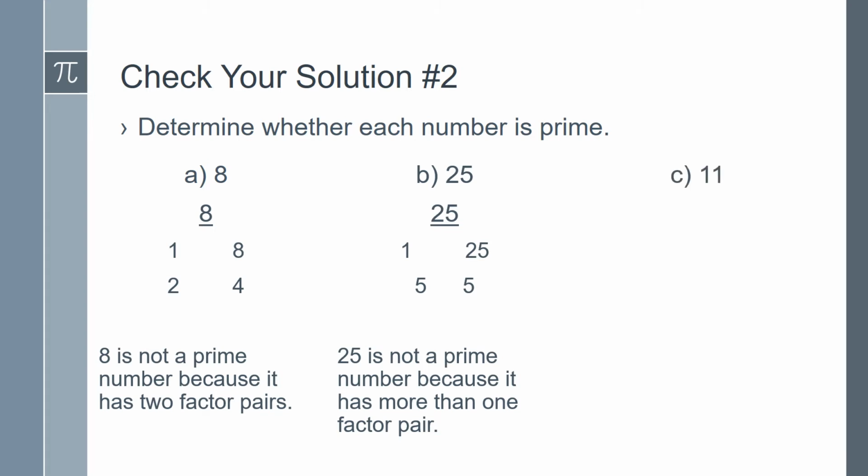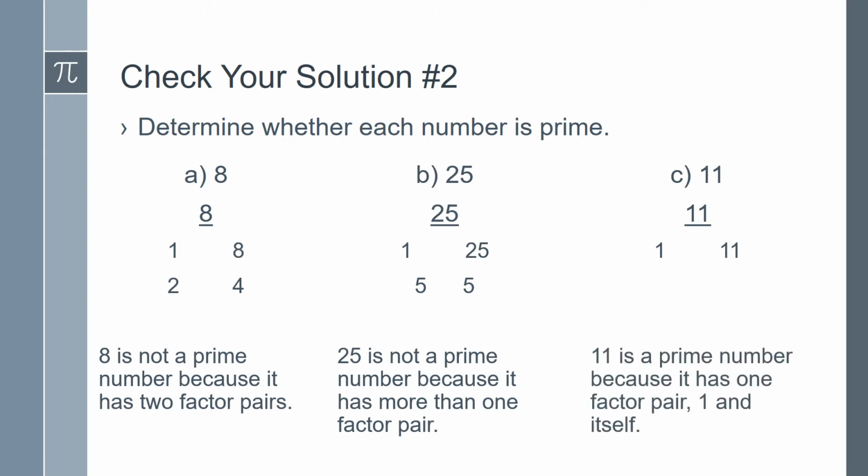Now for part C, the number 11. We know that the first factor pair is 1 times 11. Using our strategy of checking each other number, we know that there are no other factors of 11. So 11 is a prime number because it has one factor pair, 1 and itself.